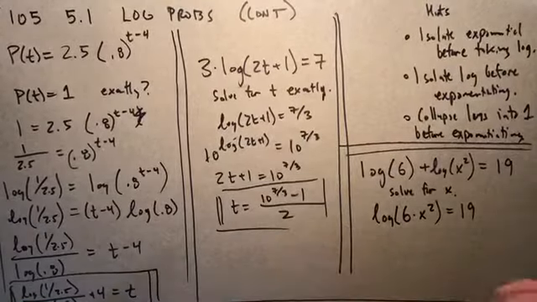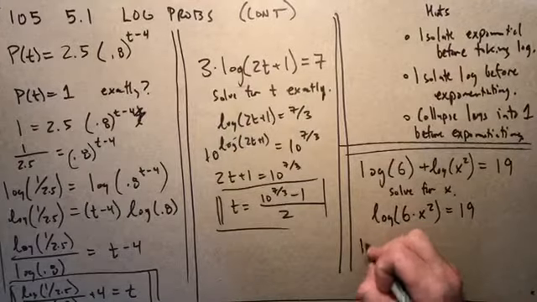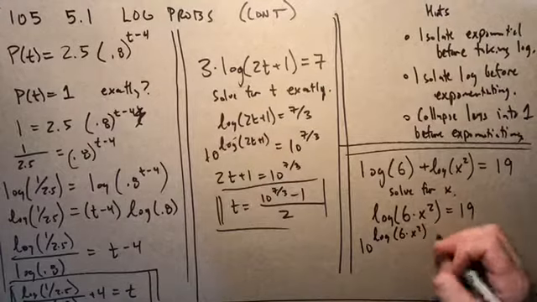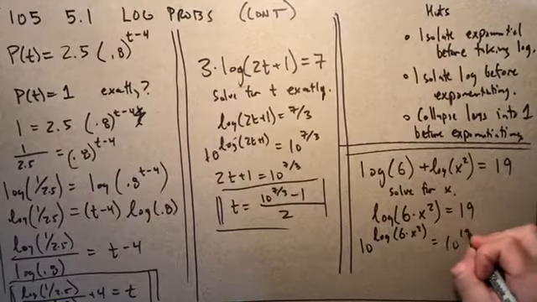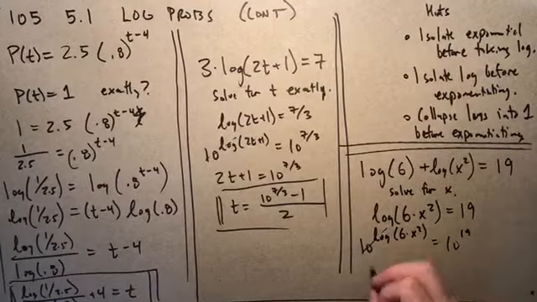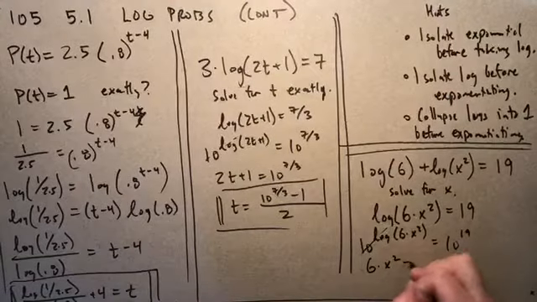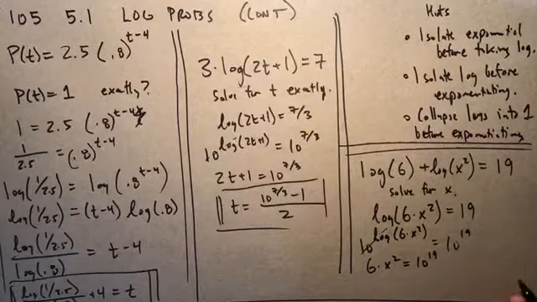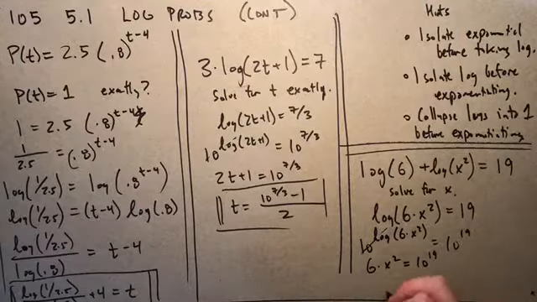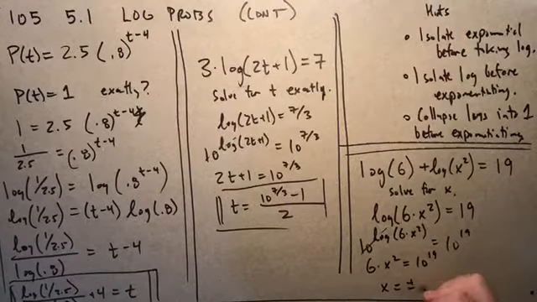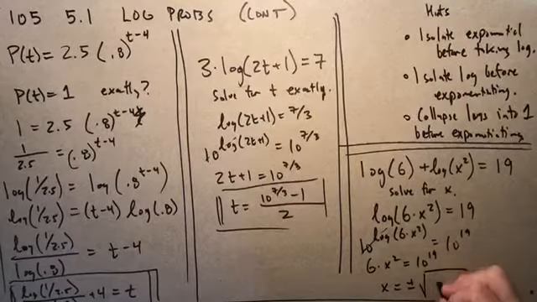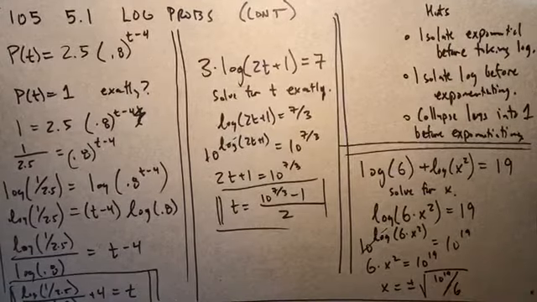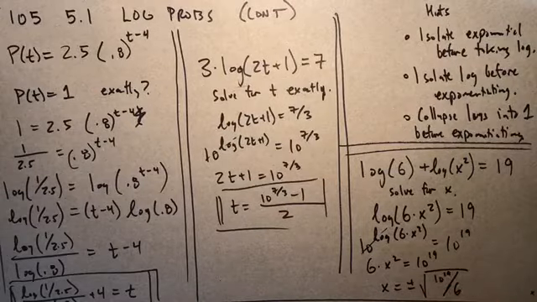Now, I'm going to exponentiate both sides. 10 to the log of 6 times x squared is equal to 10 to the 19th power. Murder occurs. 6 times x squared is equal to 10 to the 19th. I'll divide by 6, and we'll take the square root, giving us a plus or minus. x is equal to plus or minus the square root of 10 to the 19th over 6. Mind you, that 6 is in there, we divided that first.